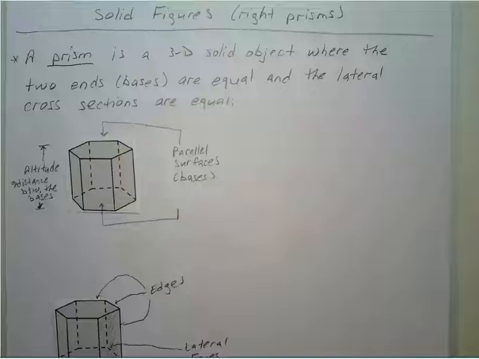Alright, so starting off, a prism is just a three-dimensional solid object where the two ends that we call your bases are equal and the lateral cross sections are also equal.